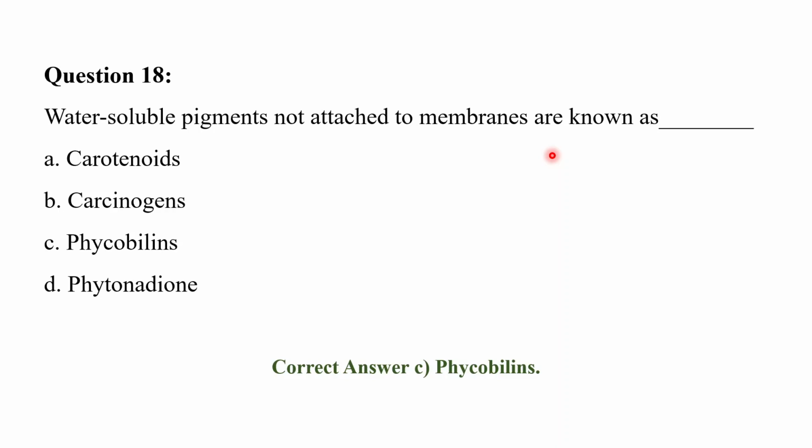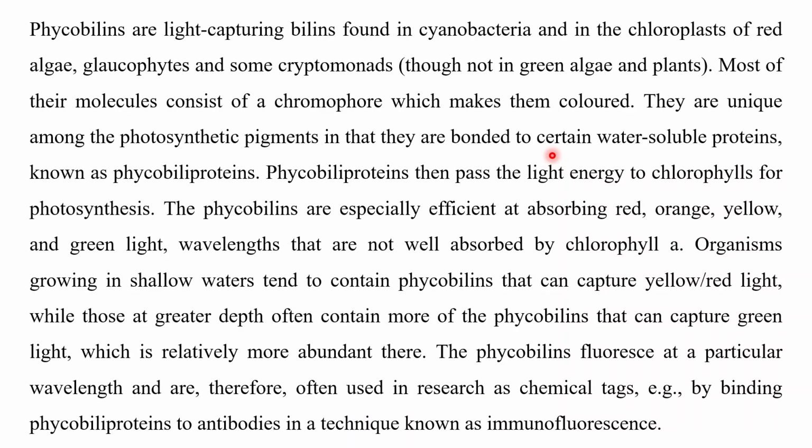Option C, phycobilins. So phycobilins are again accessory pigments like carotenoids, but they are water soluble pigments and they are not attached to the membranes. So phycobilins are light capturing bilins found in cyanobacteria and in the chloroplast of red algae, glaucophytes and cryptomonads.